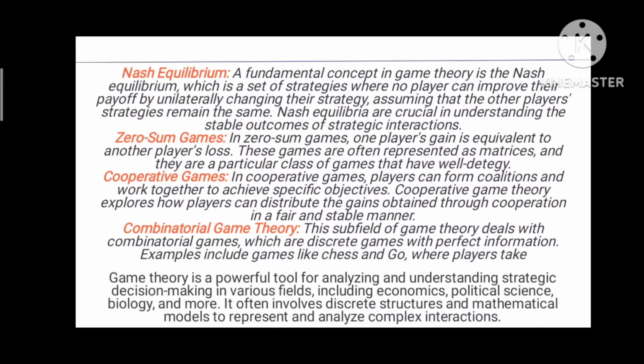It's a crucial way to take a strategy. That's called Nash equilibrium. This type of strategy is called Nash equilibrium. Let's say it is zero sum games. In a zero sum game, one player's gain is equivalent to another player's loss. These games are often represented as matrices, and they are a particular class of games.